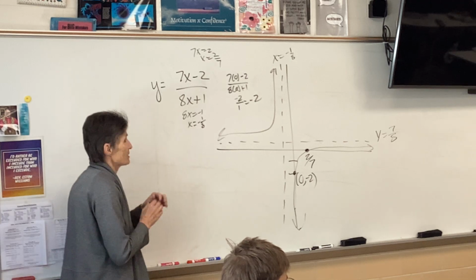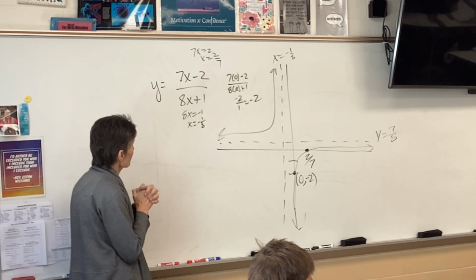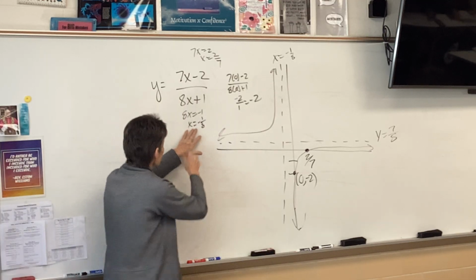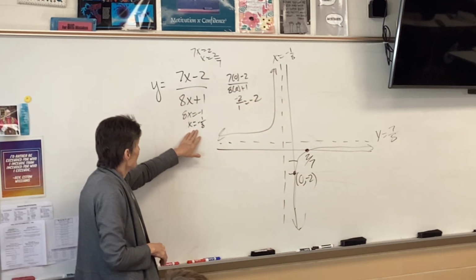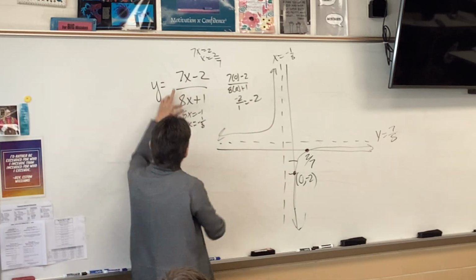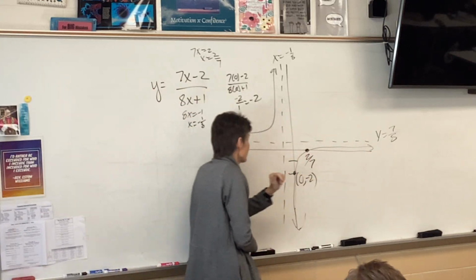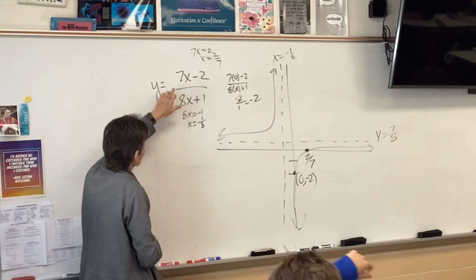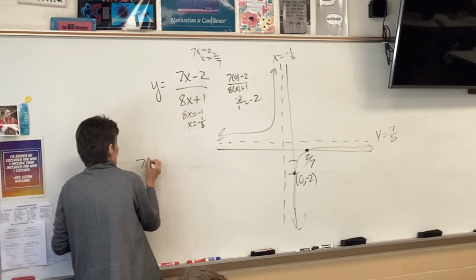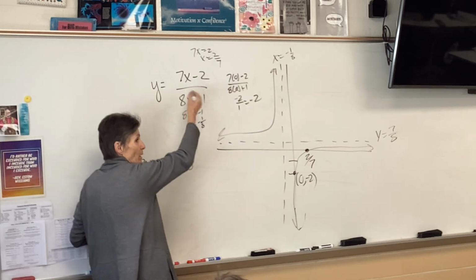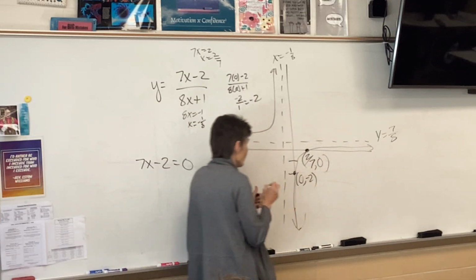Let's talk about this. We have a vertical asymptote at -1/8. I agree with that. I think that's perfect. We have a horizontal asymptote at 7/8. I believe that's absolutely perfect. We have an x-intercept at 2/7, and here's their work. So 7x minus 2 is 0, numerator is 0. So they solved that and got 2/7 comma 0, perfect.